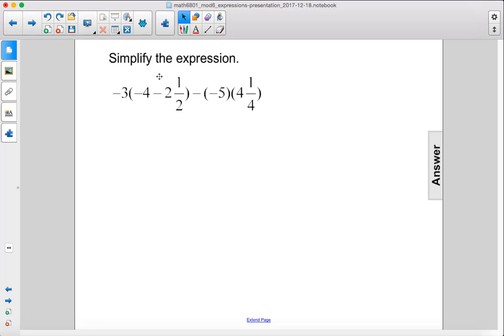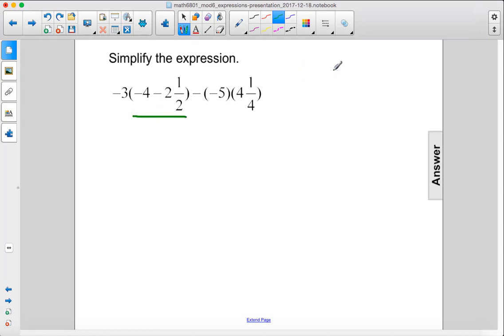Simplify the expression. All right, so there's a lot going on here. We have multiplication between this number here and everything in the parentheses. We have subtraction between this term and this term, and we have more multiplication here. So let's begin with what's inside the parentheses here.